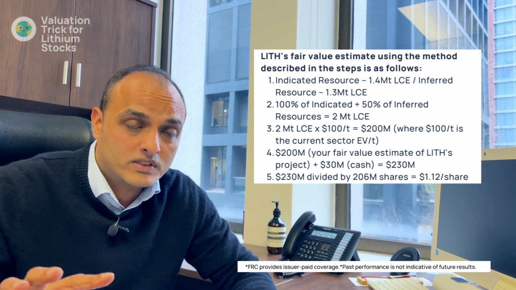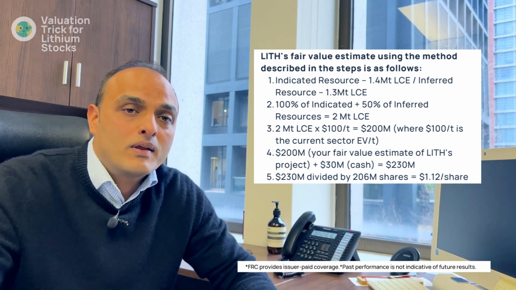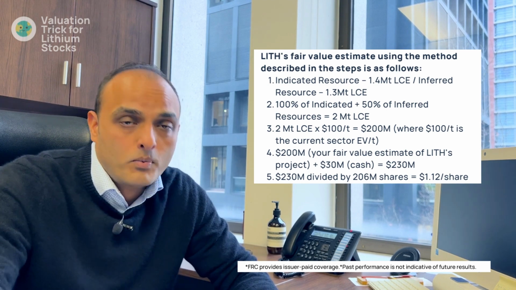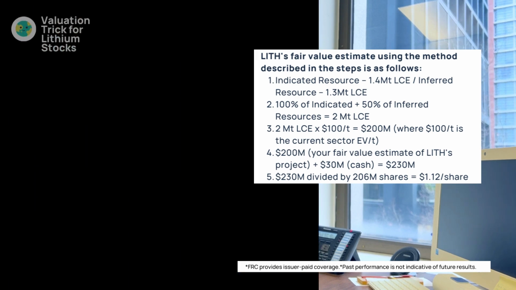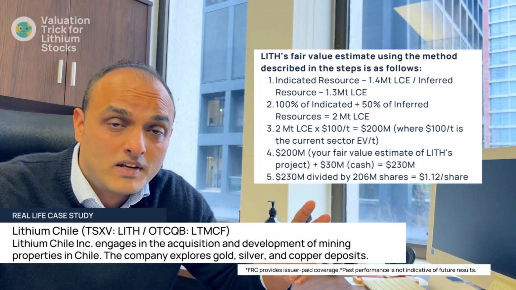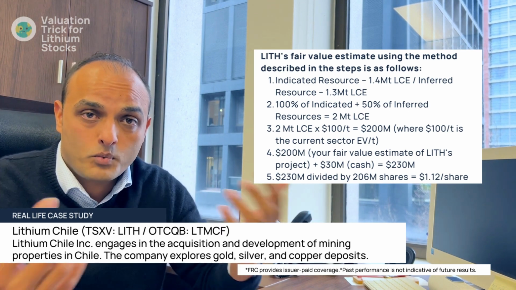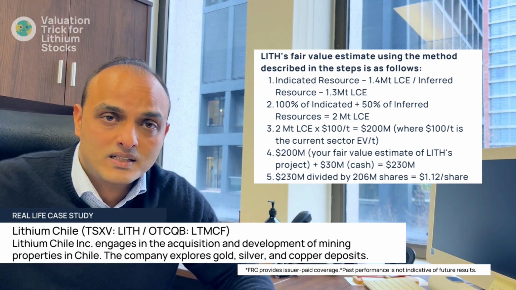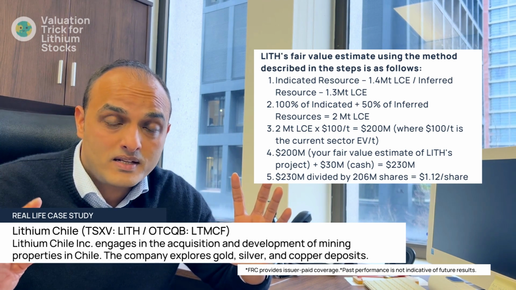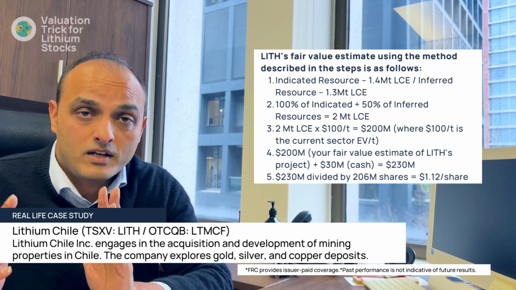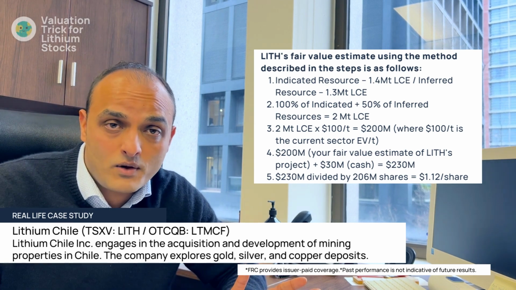And if you want to know the most recent number, you can check out any of our recent reports on any of the commodities you're looking at, and you can find that number in that specific report. Alright, so moving to step 3, we multiply 2 million tons by $100 a ton. Step 2, calculate 100% of indicated resources of 1.4 million tons and 50% of inferred resources of 1.3 million tons. You get 2 million tons. That's the number we're going to use for valuation. Step 3, multiply 2 million tons by $100. You get $200 million. That's the fair value of Lithium Chile's project based on the comparables valuation model.